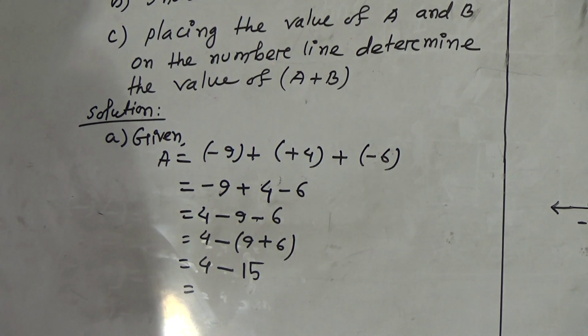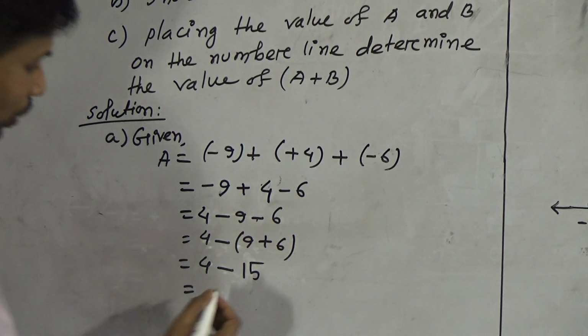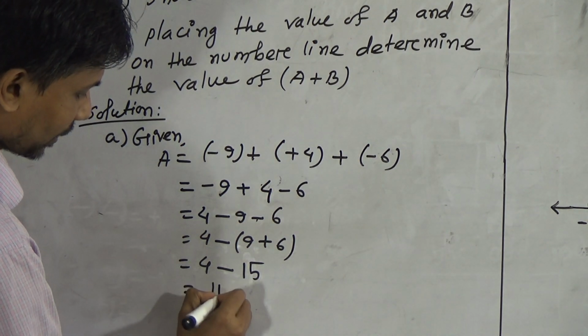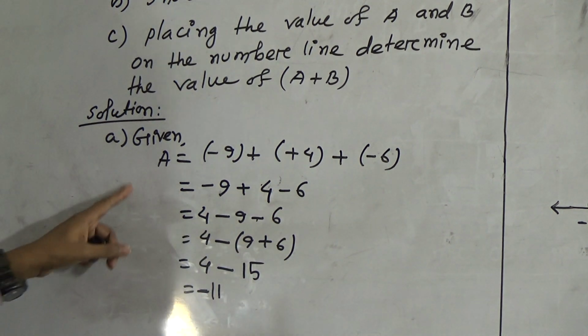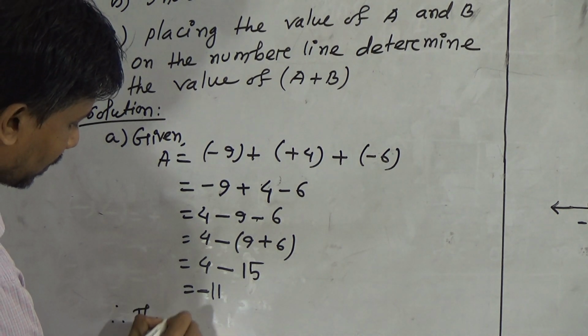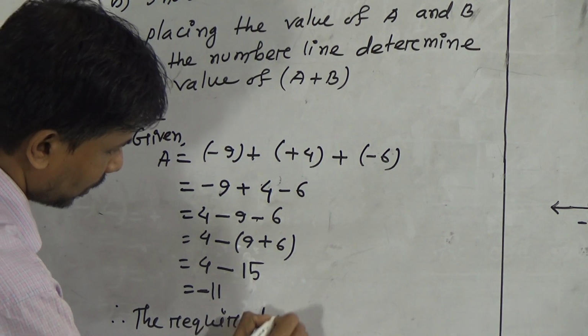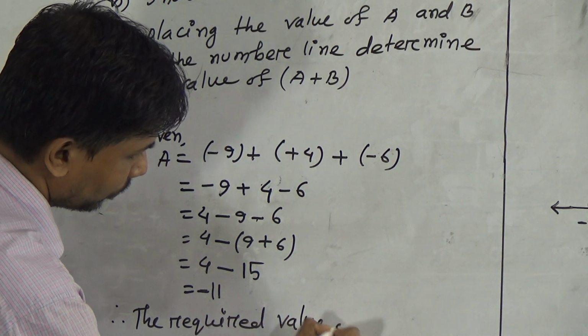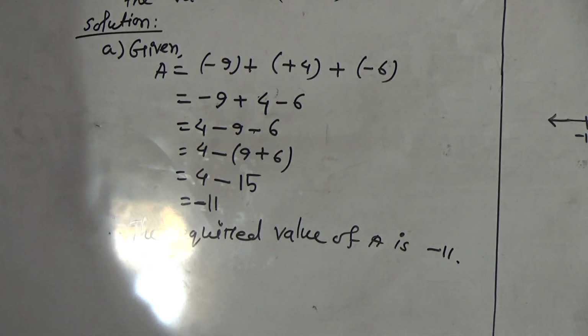Now you have to subtract 15 from positive 4. This is equal to -11. Okay, so the value of A is -11. The required value of A is -11. Okay, A number finished.